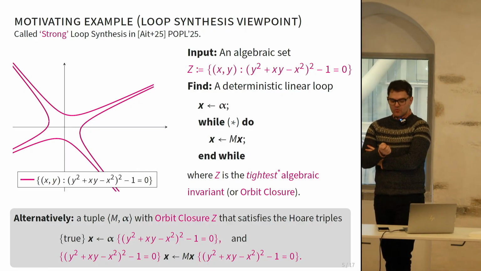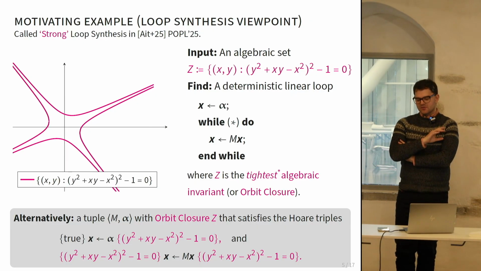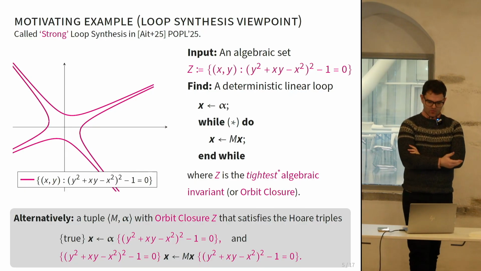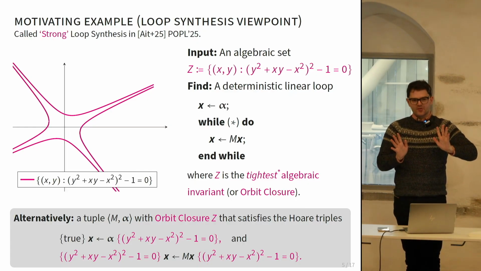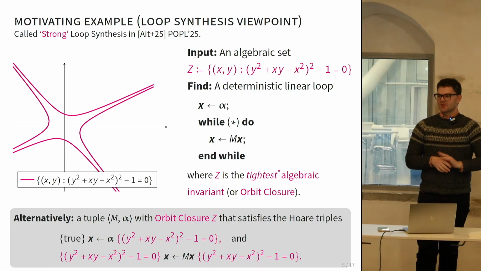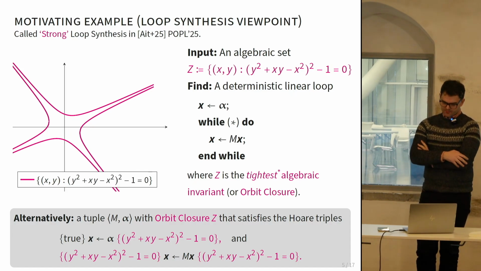And why do I call it tightest or maximal? It's because somehow the best choice, or the maximal choice, will be the closure in the Zariski topology. You don't need to know what the Zariski topology is for the purpose of this talk, but it's saying that in a polynomial sense, this was the best choice that we gave.